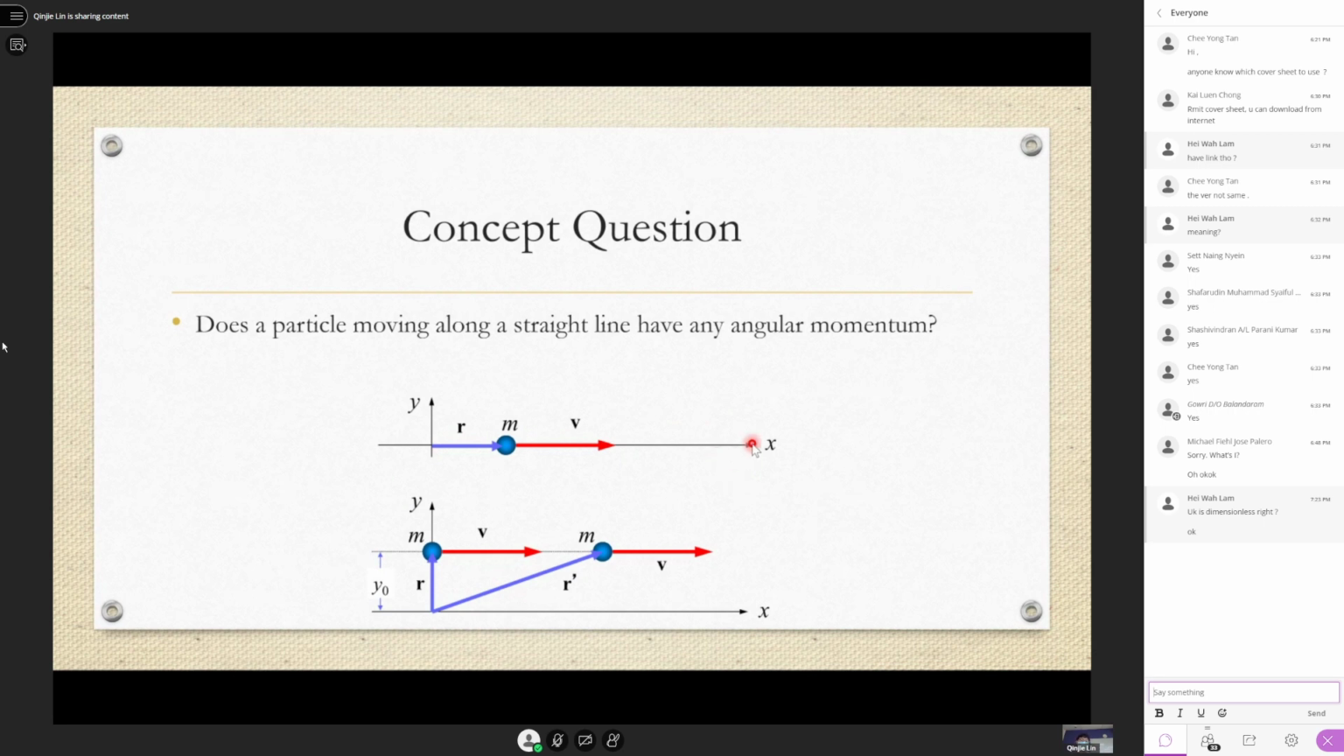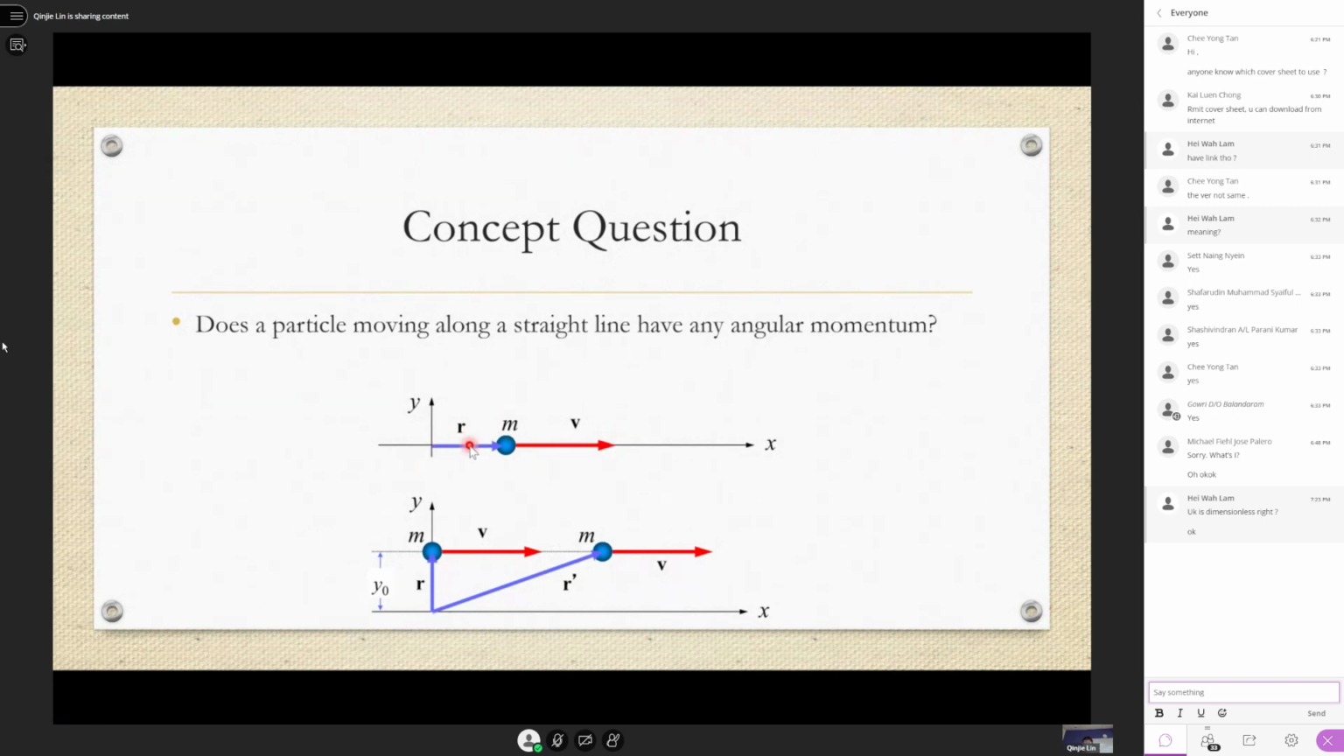So the choice of origin is important here. If your origin is here, R will be like this, from the origin to the object. And in this case, the object is still continuing in the same direction. So if you do R cross your MV, you're going to get 0. So if you choose the origin to be here, there will not be angular momentum.